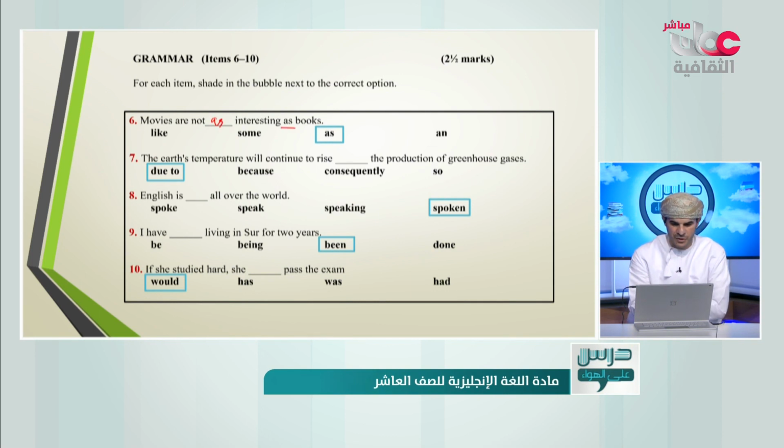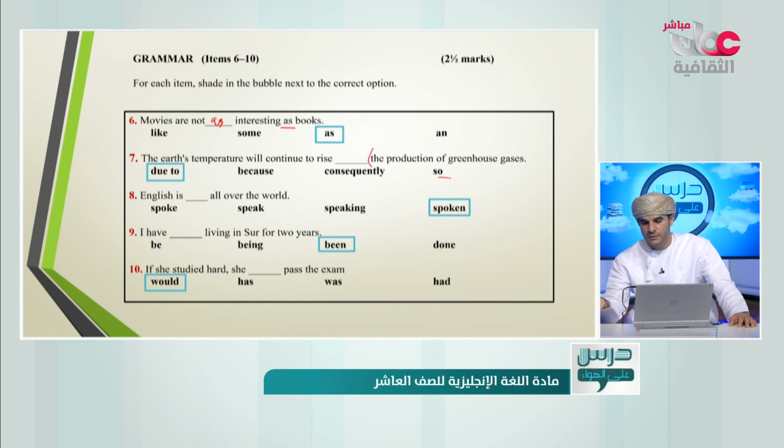The Earth's temperature will continue to rise due to, because after due to, use the noun. Due to the temperature, due to the production, due to the something. Okay, so this is a noun. Because you need of after it, because of something. Consequently, you need to write it in the beginning of the sentence. So it needs a verb. So the production of the greenhouse gases, what?